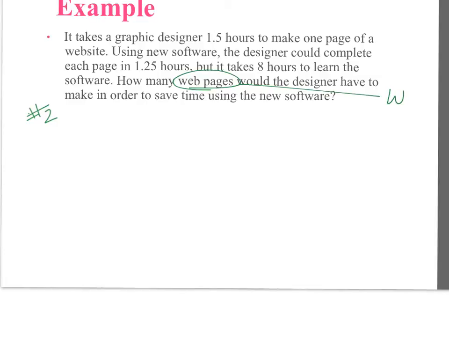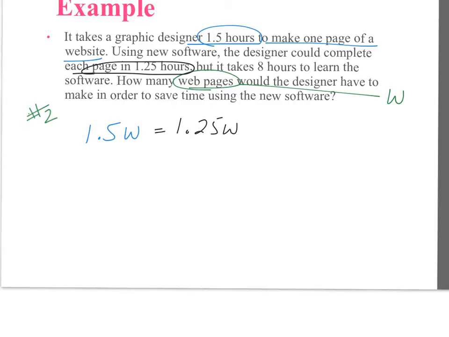And we realize that in the first part of this, we have 1.5 hours to make one page of a website. So that's 1.5 times W. But in the second part of this, with the new software, each page could take 1.25 hours. So that's 1.25 hours per page, but it takes 8 hours. Now the 8 hours is your consistent, so it's your constant in the equation. And then let's go ahead and solve this.